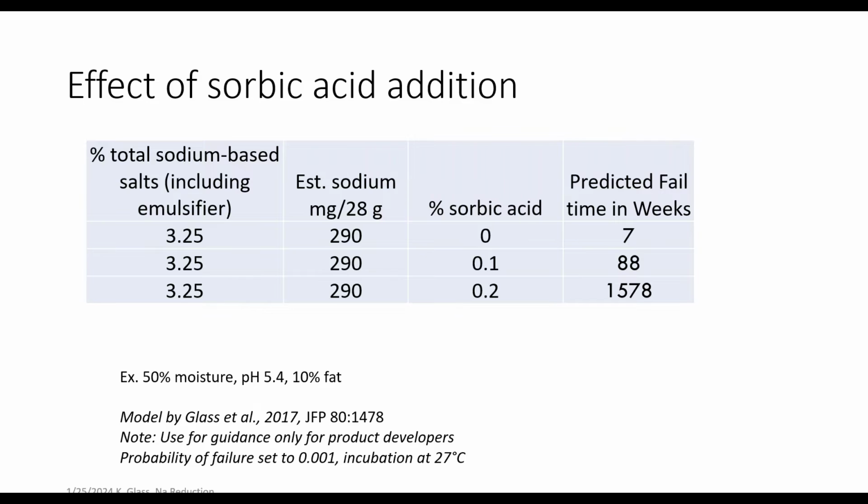Now, while potassium replacement is an option to deliver equivalent safety, another alternative is the addition of non-sodium synthetic antimicrobials. Sorbic acid and potassium sorbate are both potent antibotulinum agents. And on this table, we can see the significant effect of adding just 0.1% sorbic acid on extending the time to failure. In this particular case, for a 50% moisture product, it goes from 7 weeks to 88 weeks.